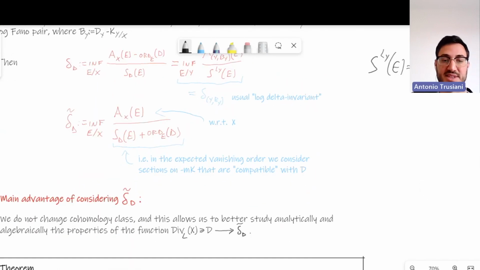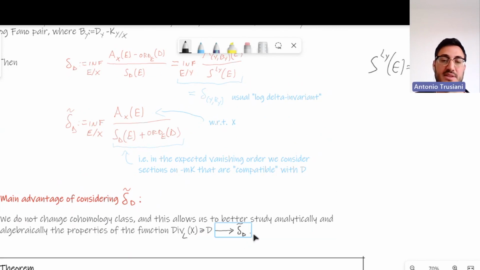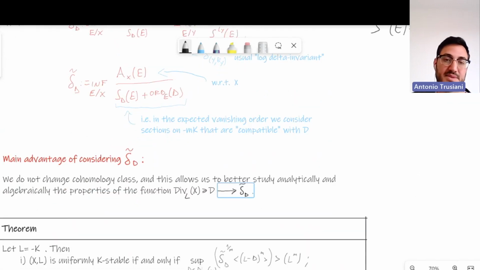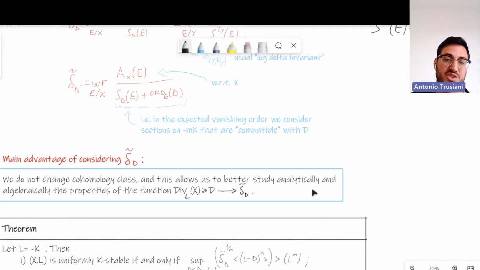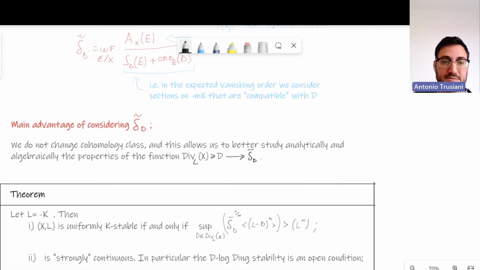Indeed, the main advantage, as I said, is this one. We can study this function that sends D to delta of D, knowing that the upper level set, where this is bigger than 1, defines the existence of Kähler metrics, and the log instability, and conjecturally also the log K-stability.